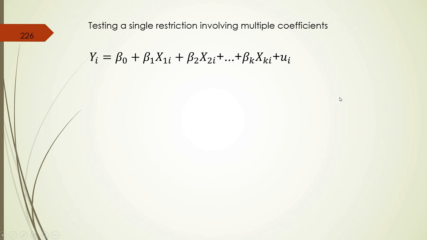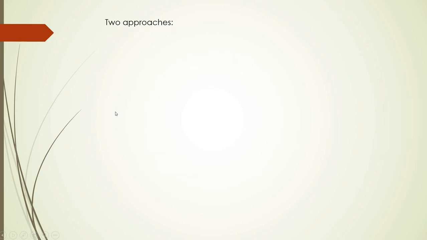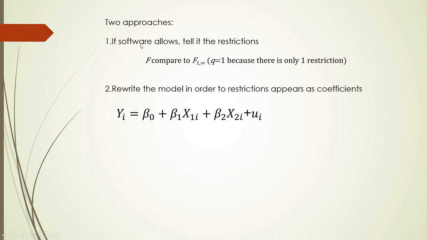Testing a single restriction involving multiple coefficients. This is the case that we will do only theoretically. For example, that beta 1 is equal to beta 2, and for example, that beta 1 plus beta 2 is equal to 1, or even more complex hypotheses, then it goes to two approaches. You can put the restriction in software if the software allows. We can do that in Gretl. Or the other one is to rewrite the model in order for restrictions to appear as coefficients.